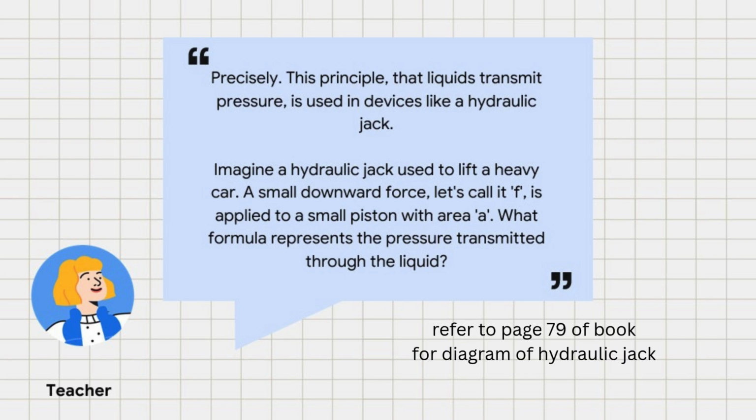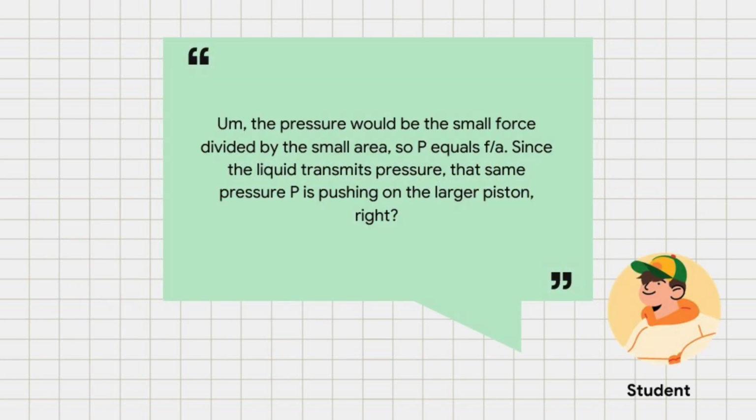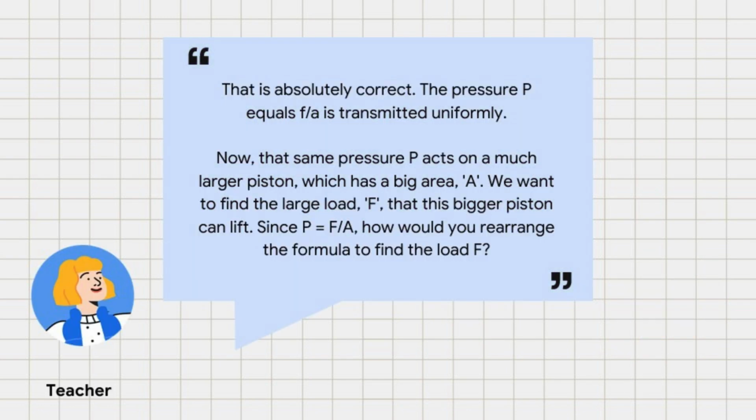Imagine a hydraulic jack used to lift a heavy car. A small downward force, let's call it F, is applied to a small piston with area A. What formula represents the pressure transmitted through the liquid? The pressure would be the small force divided by the small area, so P equals F/A. Since the liquid transmits pressure, that same pressure P is pushing on the larger piston, right? That is absolutely correct. The pressure P equals F/A is transmitted uniformly.